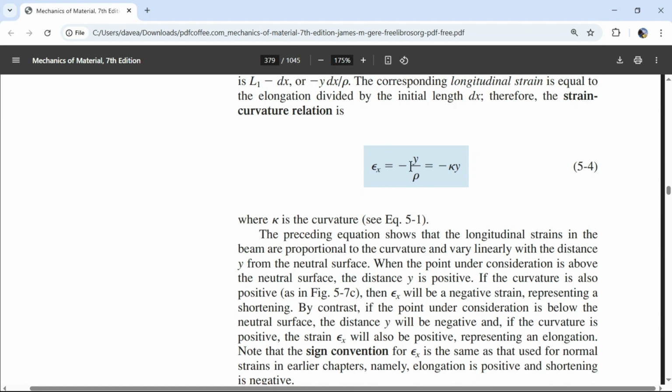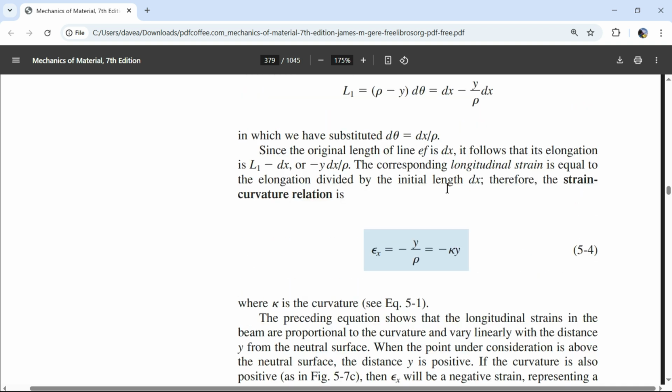Cool. All right, so we get this equation. We get strain is equal to negative y over rho. We can throw any value of y in and get the strain. And I don't like this because then why not just leave it like this? But we have to throw in this extra little term called curvature, and we're going to say curvature is just 1 divided by rho. So that was the last section. I guess we can handle it now.